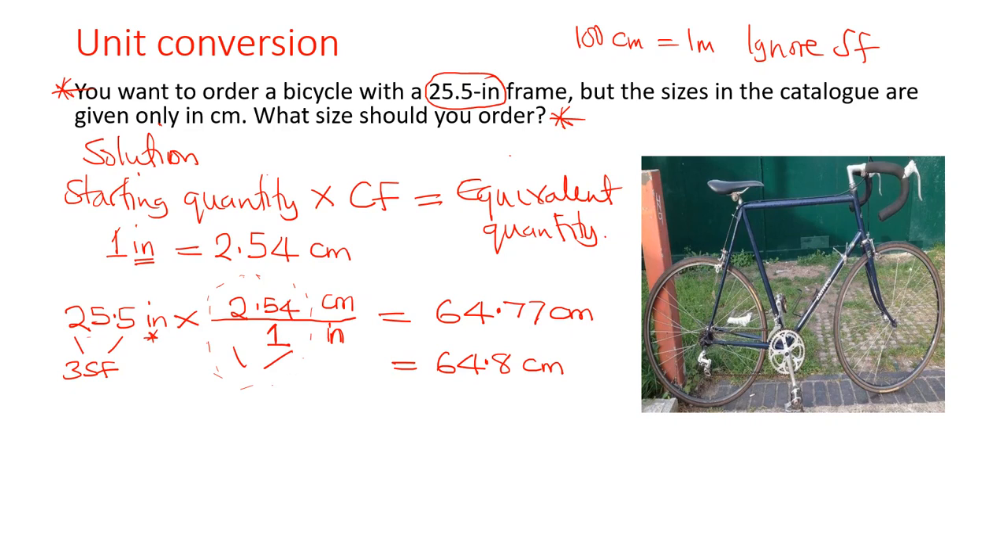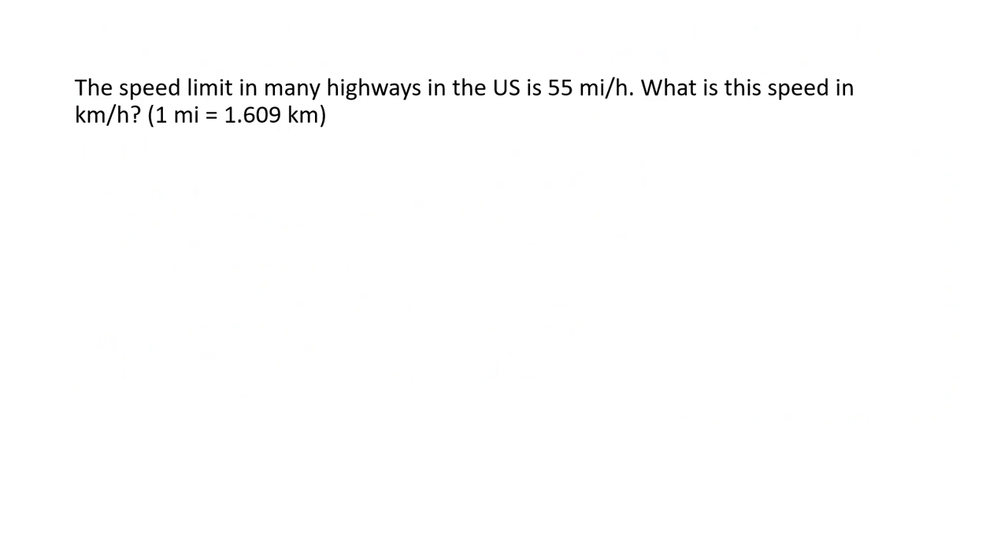Now, what we are saying is I am going to order a bike that is 64.8 centimeters because I know that 64.8 centimeters is equal to 25.5 inches. Let's look at another example.